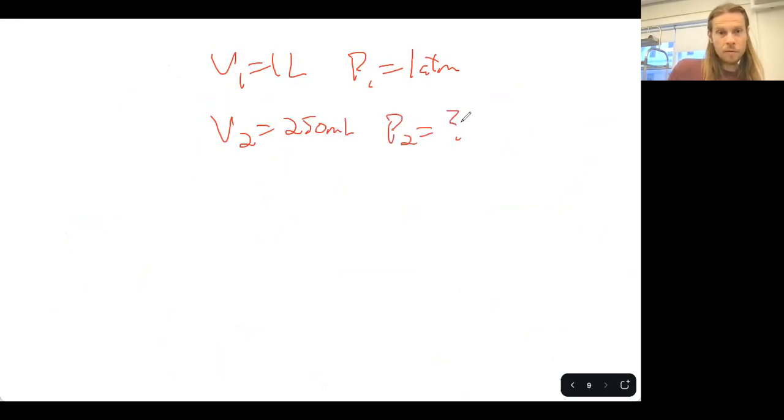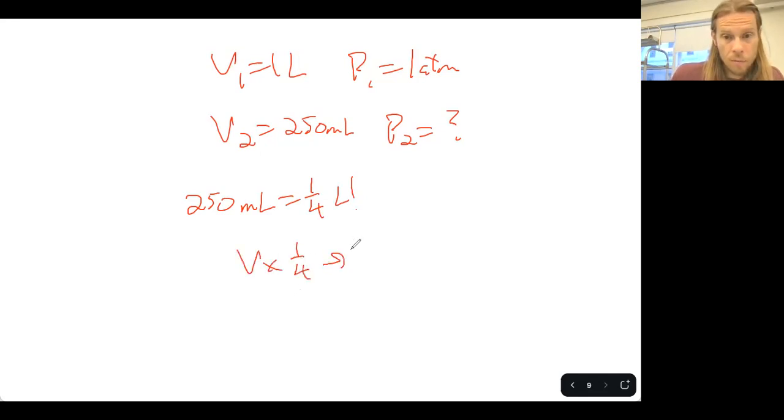Pause the video, see if you can figure this out on your own. Go ahead, pause it. Do it on your own. Oh, right, 250 milliliters. So now unpause it. 250 milliliters is 1/4 of a liter. So volume went down by 1/4, therefore pressure goes up by 4. There's a cool way of looking at it. Therefore P2 is 4 atmospheres.